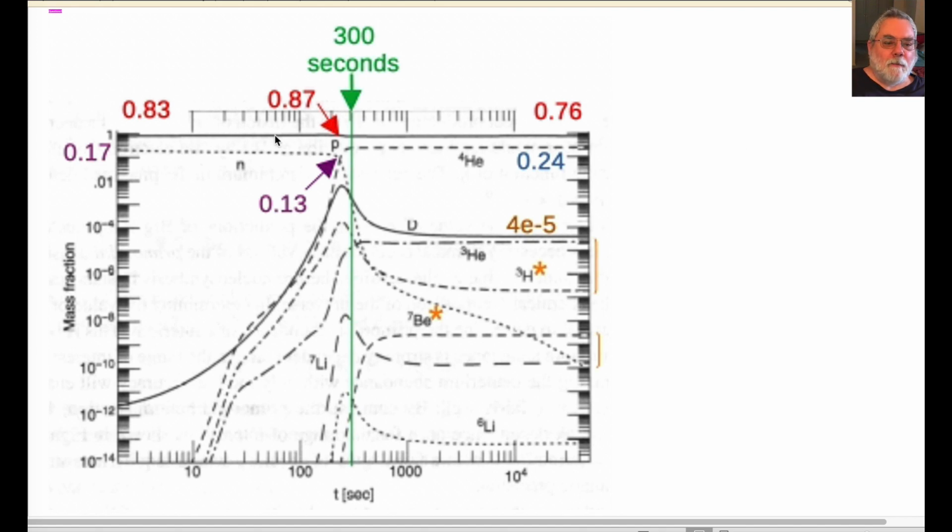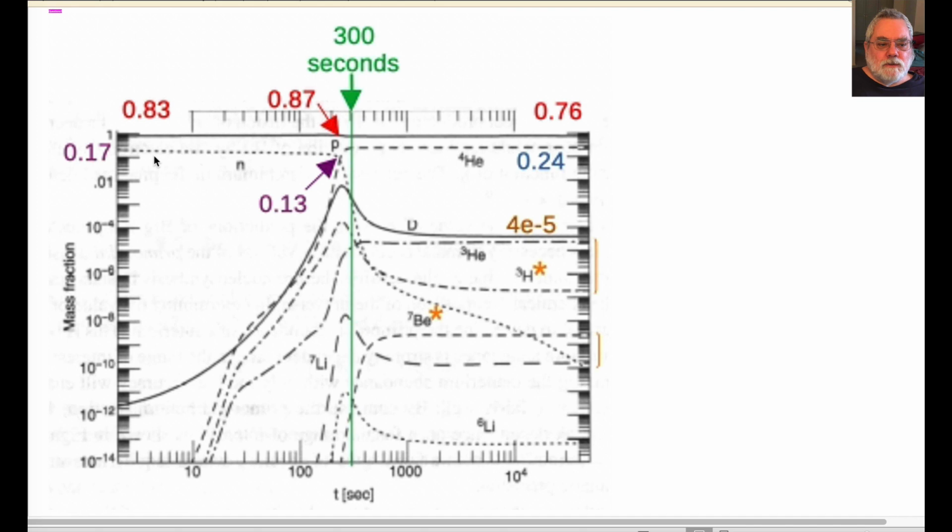The top curve, this black curve, is for protons. Protons start out with mass fraction of 0.83 on the left, the red number, rise to 0.87 at 230 seconds, and finish with 0.76 on the right. Protons are stable particles, and these protons would later be hydrogen atoms and ions throughout the universe, in cosmic voids, intergalactic medium, interstellar gas, and in stars.